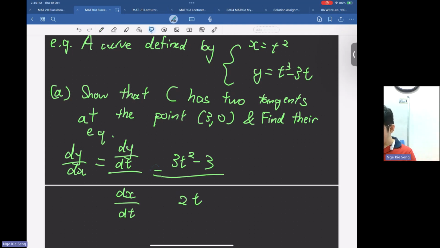Okay. Are you surprised? Why at a single point do you have two tangents? Are you surprised or not? Or are you sleepy now? Usually one point only has one tangent, right? So why one point and two tangents here? What is going on here?